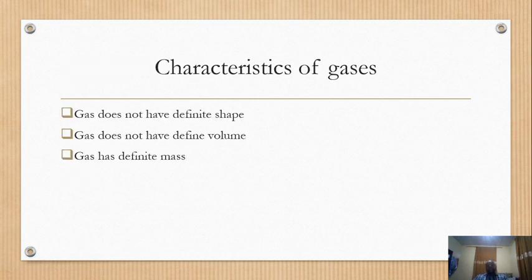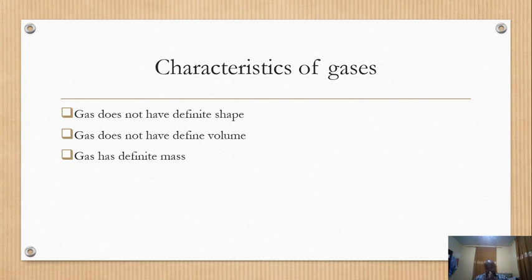Characteristics of gas: just like liquids and solids, gas also has certain characteristics. Gas does not have a definite shape at all. It does not have a definite volume. Gas has a definite mass, by the way. Although it's very insignificant and very small, yet it has a mass. But it does not have a volume, unlike liquids. It does not have shape, like solids.